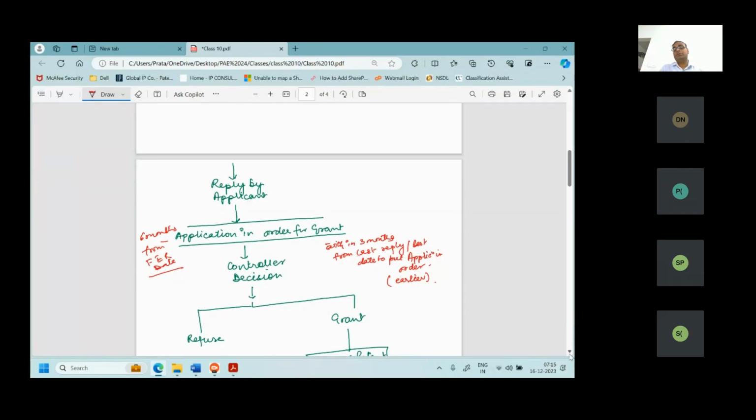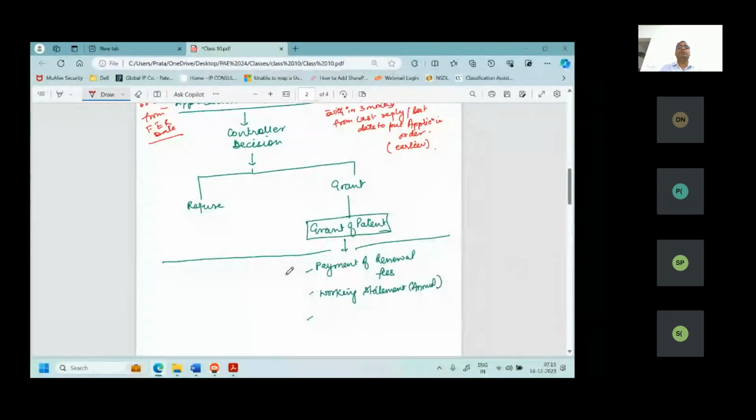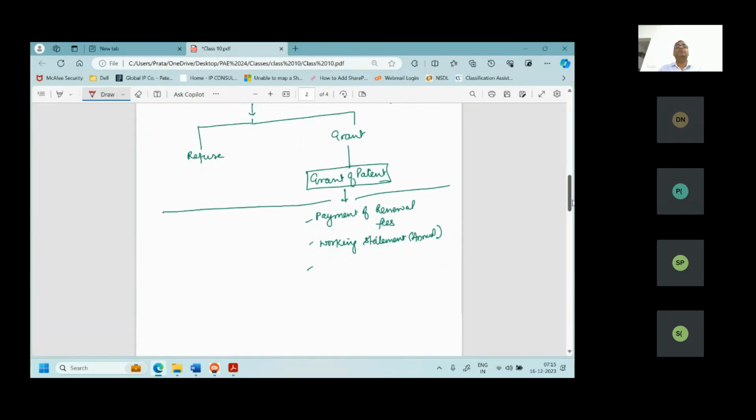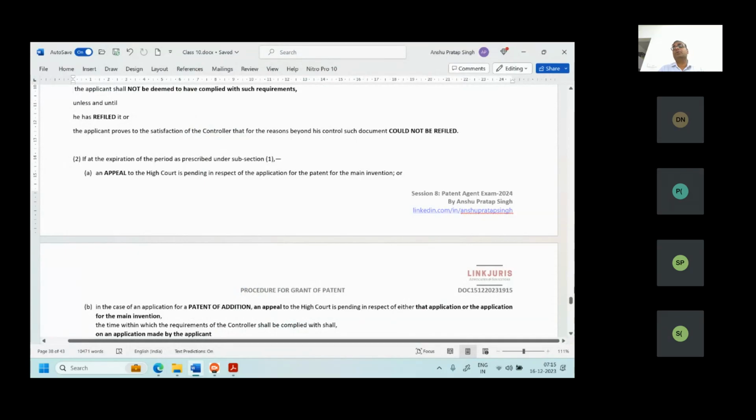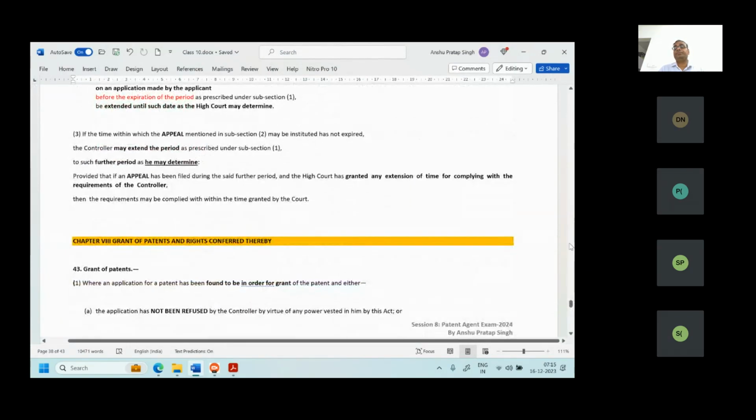Later, once the grant of patent is done, there are certain regular compliances: payment of renewal fee, and annual filing of the working statement has to be done. Okay, this is the general understanding of what will happen. What happens when we are going for an examination.